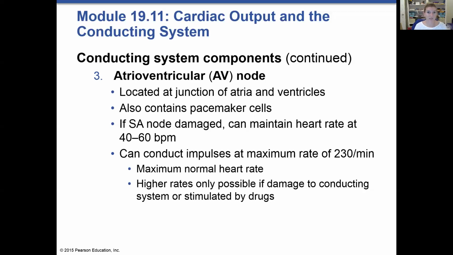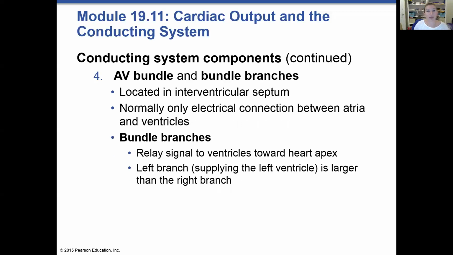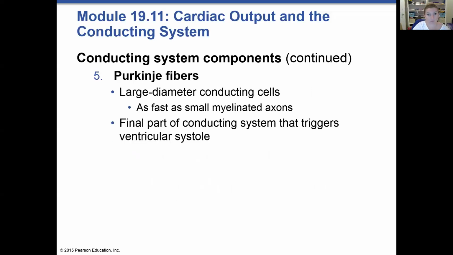So this can conduct impulses pretty quickly, and it can stimulate higher impulses by stimulation of drugs and things like that. Then we have your AV bundle or bundle branches. These are within that interventricular septum. They're normally the only electrical connection between our atria and ventricles. And then the bundle branches are sending that signal out towards the apex and down through the ventricles.